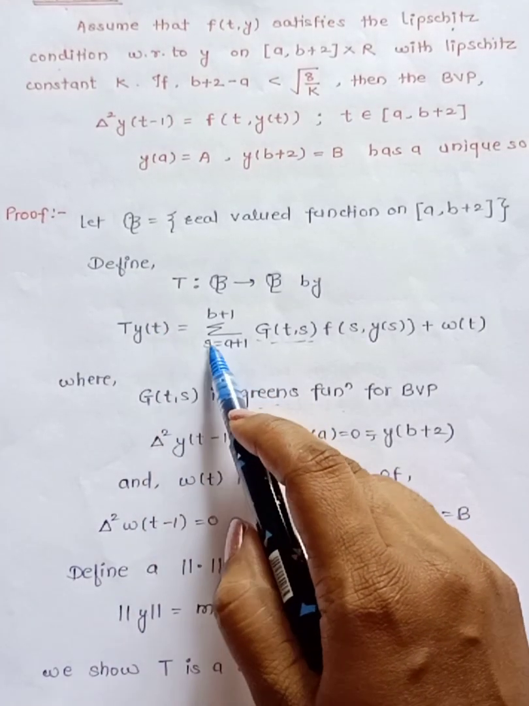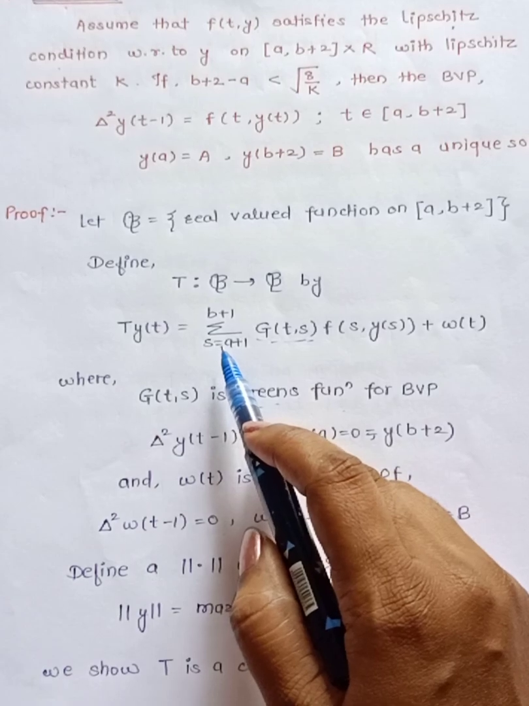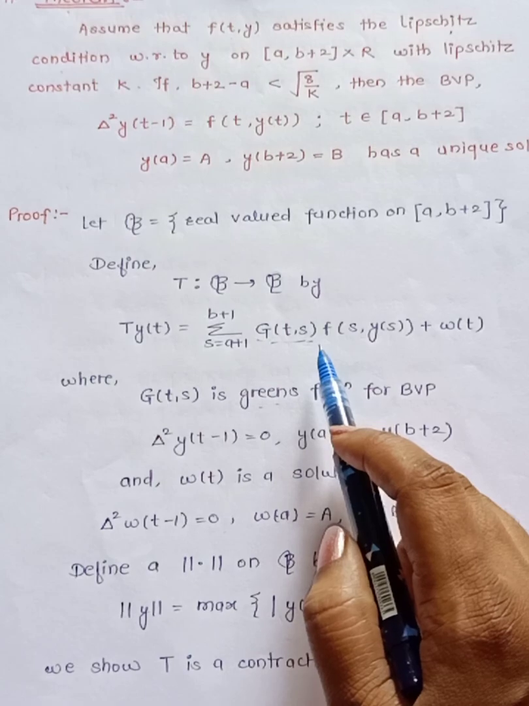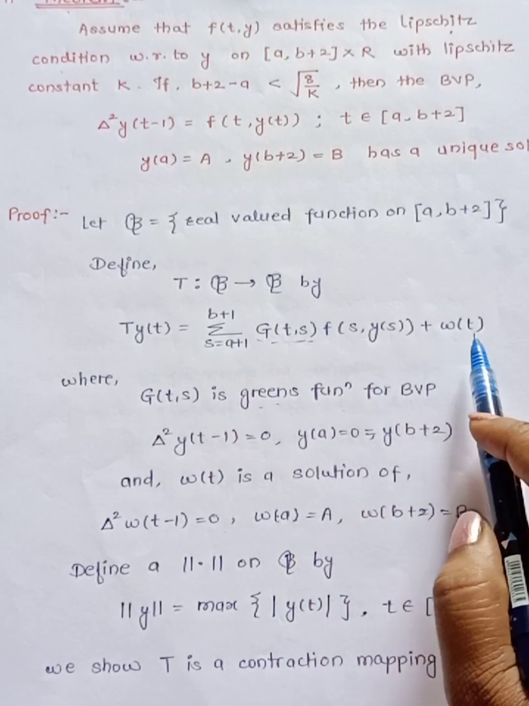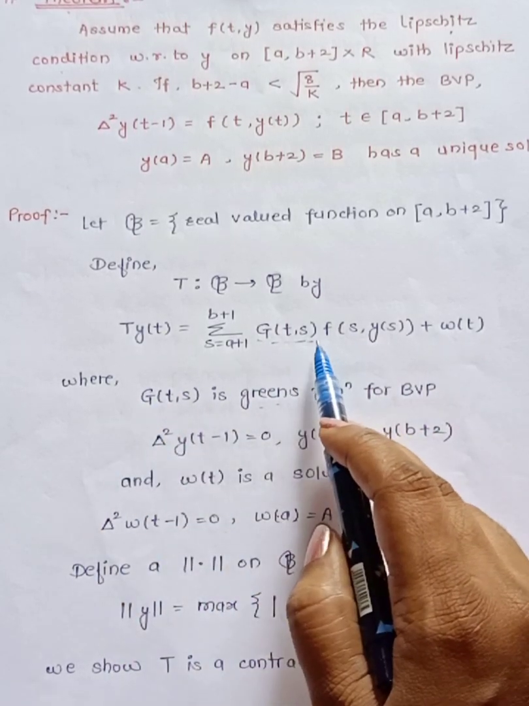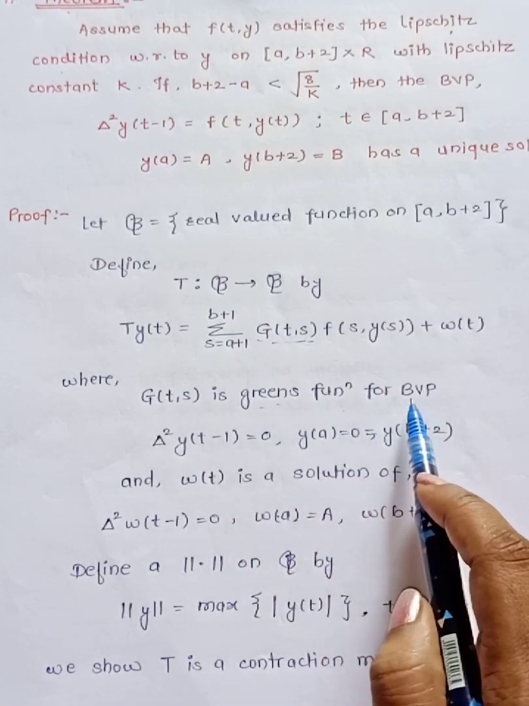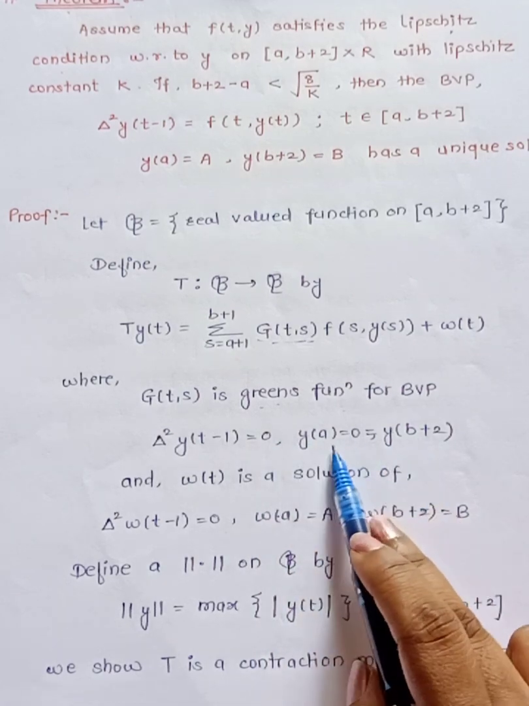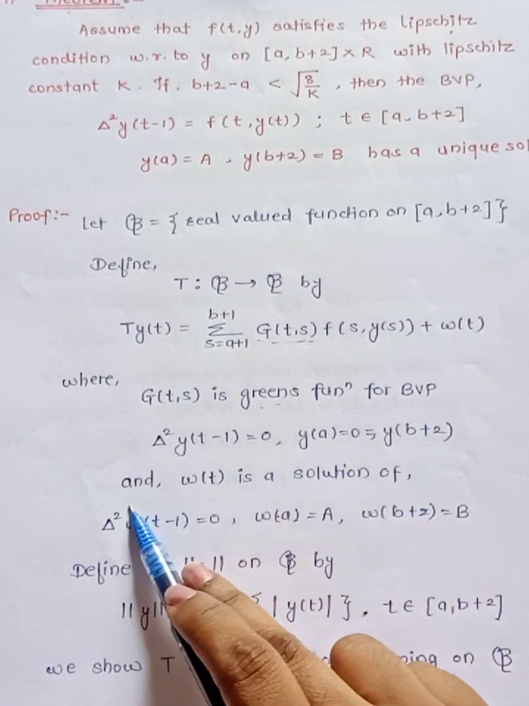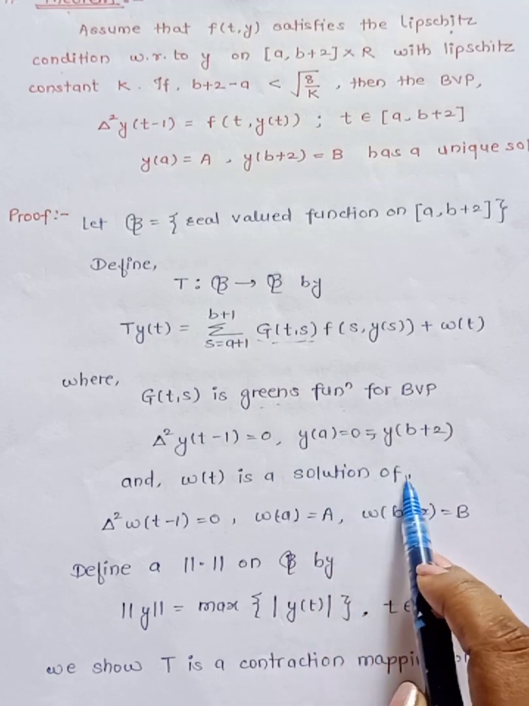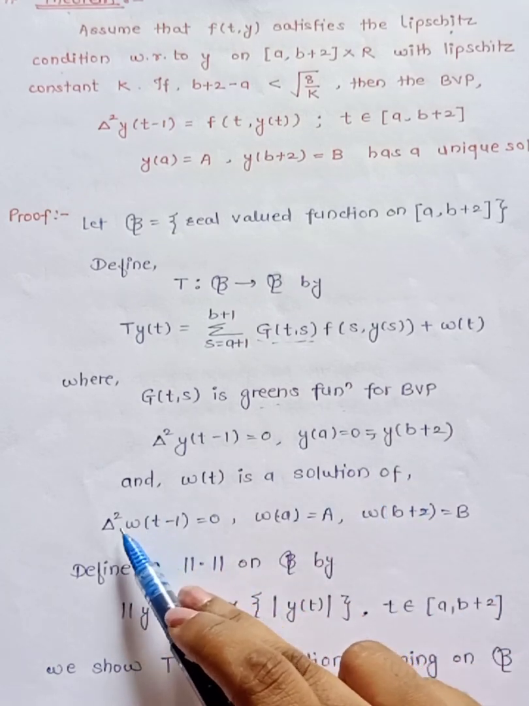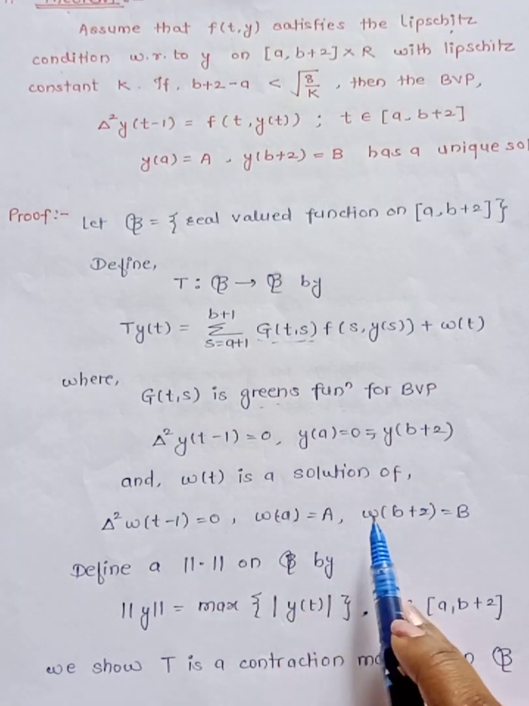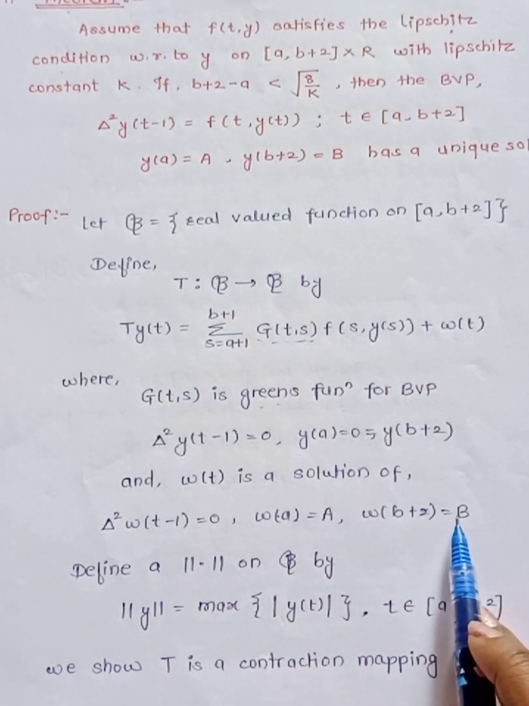summation from s equals a plus 1 to b plus 1 of G of t, s times f of s, y of s, plus omega of t, where G of t, s is a Green's function for the BVP delta square y of t minus 1 equals 0 with these two boundary conditions, and omega of t is a solution of delta square omega of t minus 1 equals 0 with omega of a equals A and omega of b plus 2 equals capital B.